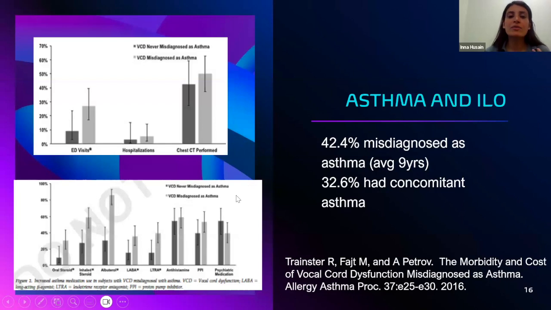Asthma and ELO, there is a large overlap. We do see a lot of patients who have both. And as you can imagine, this often leads to a delay in diagnosis for ELO because they're continuing to be treated for their asthma, which leads to more ED visits, hospitalizations, imaging studies ordered, and a ton more medications. Patients will go through different types of inhalers, allergy pills, all of that stuff in order to get some relief, where the diagnosis was never asthma to begin with.